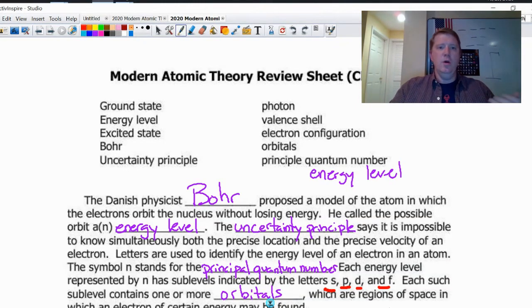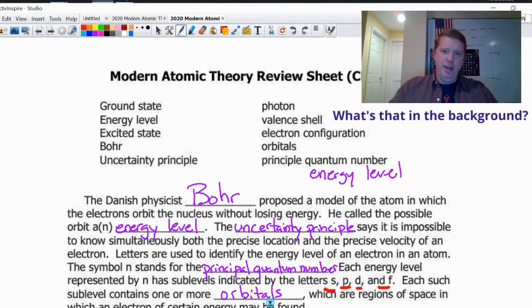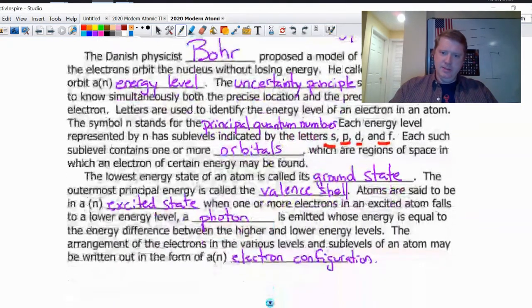So we are going to go over the answers to the Modern Atomic Theory review sheet. I think this is going to go pretty quickly. It's only 5 slides. We'll see how we do here. All right, and the first section here, this is all history.